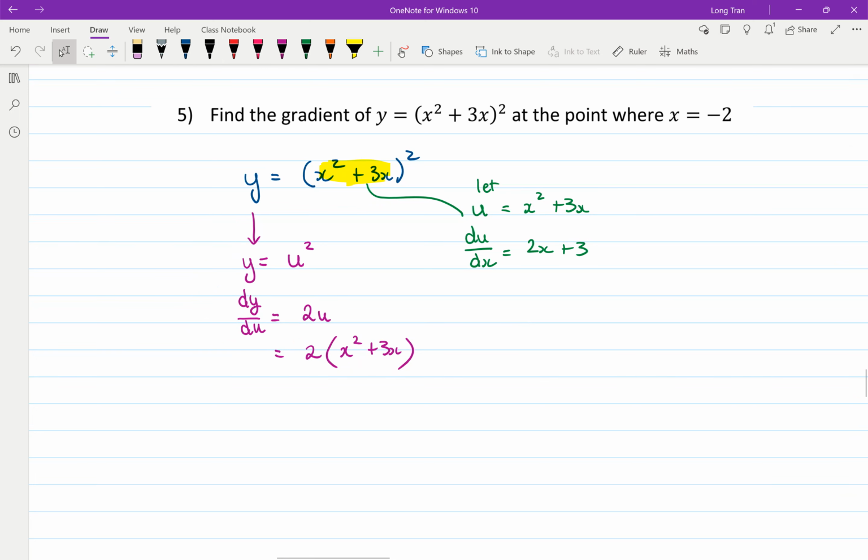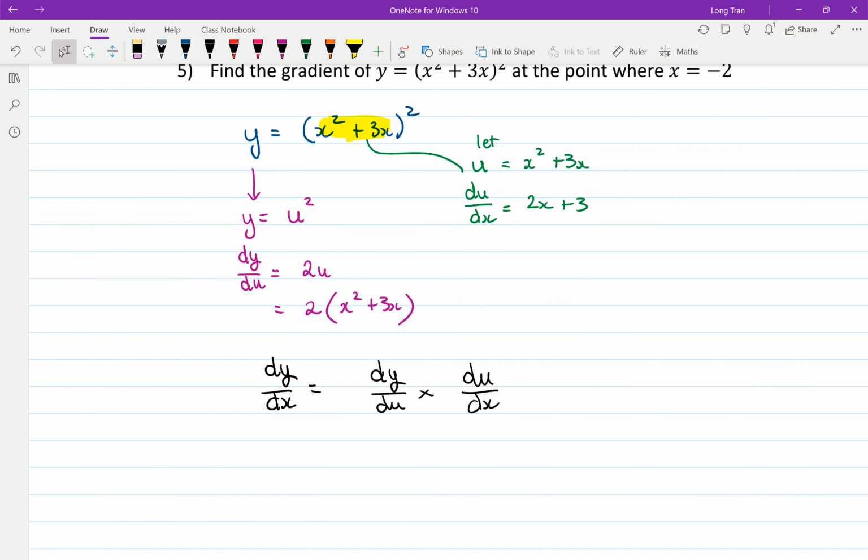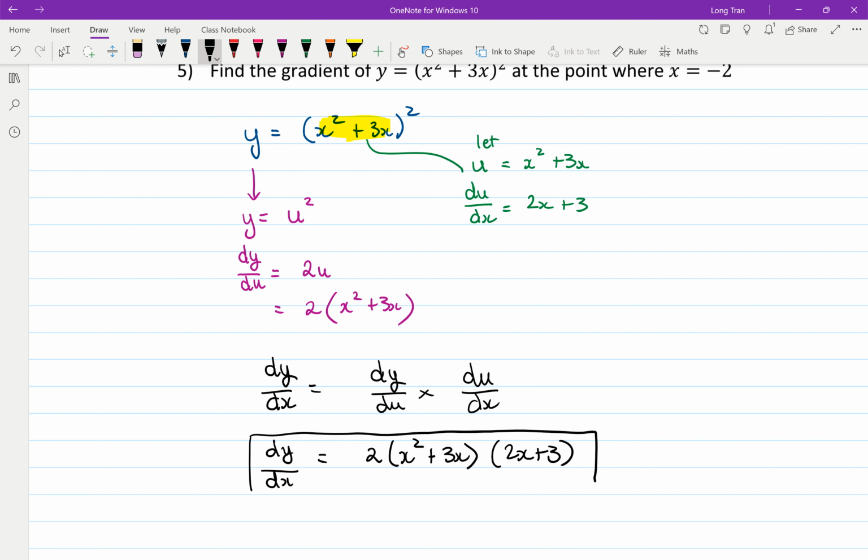So from here, now we're going to find the derivative. Together, chain rule says delta y delta x equals delta y delta u times delta u delta x. So let's put it together. We now get 2 times x squared plus 3x, multiplied by delta u delta x, which is 2x plus 3. And you can leave it there. You don't have to expand or anything. This is your derivative or gradient function.